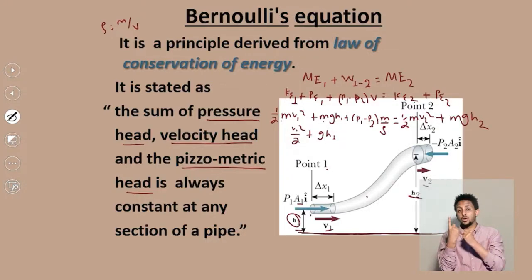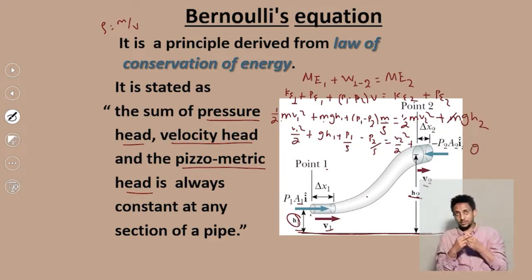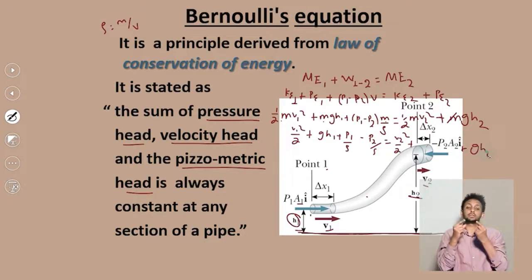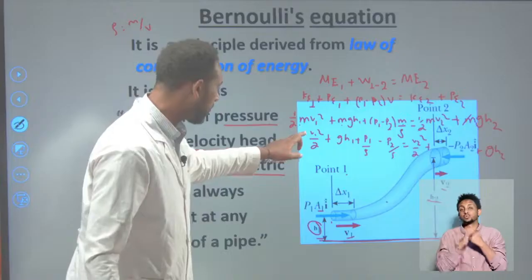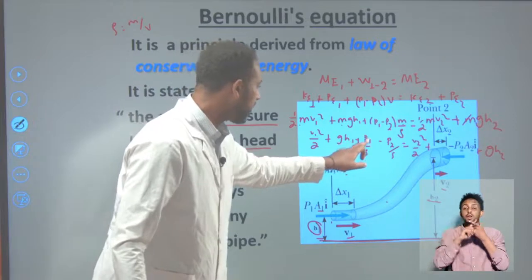We can take this density as plus P1 over rho minus P2 over density rho is equal to, since m is cancelled again, on this section we have v2 squared over 2 plus g times elevation h2. So here v1 squared over 2, g times h1, P1 over rho.